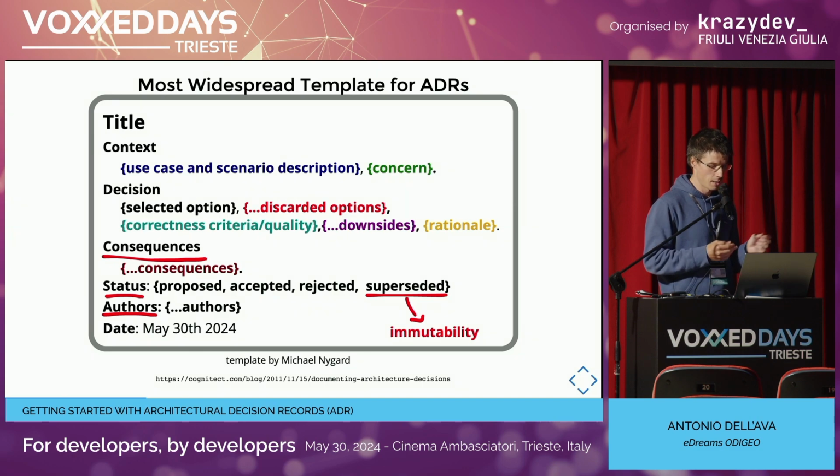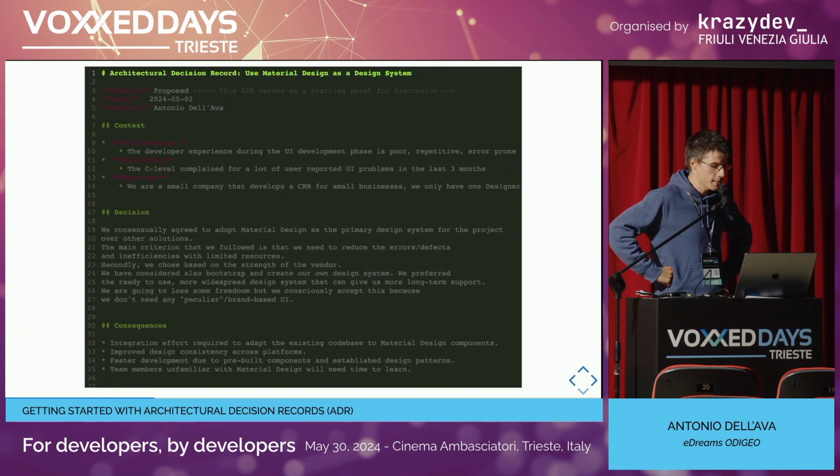Okay, I think it's a step ahead compared with the previous template, and it introduces the fact that the ADR is immutable. So when an ADR is superseded, it is marked as superseded, and then you create a new one. And there is also an author, which is very important because it enforces the skin in the game law. So there is the accountability concept in there.